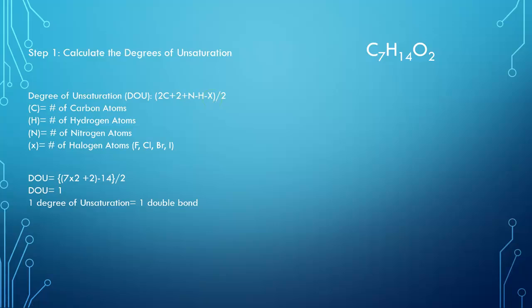The number of carbons, 2x plus 2, would give us the number of hydrogens in a typical alkane. We then subtract the number of hydrogens in the molecule, which is 14. The number of oxygens is not included in the formula, so it will be ignored for the time being. And then we divide that total number by 2, which gives us a degree of unsaturation of 1. And this 1 degree of unsaturation means that there will be a double bond within the molecule.